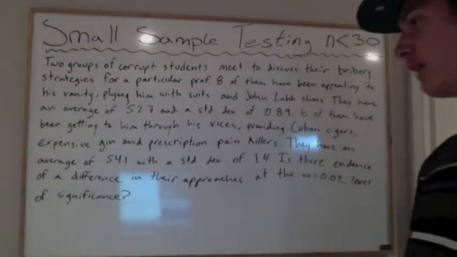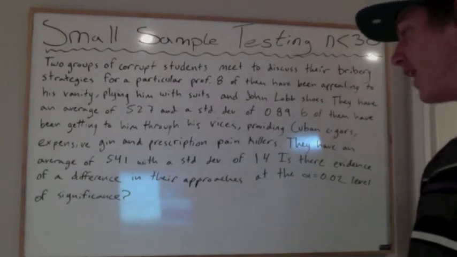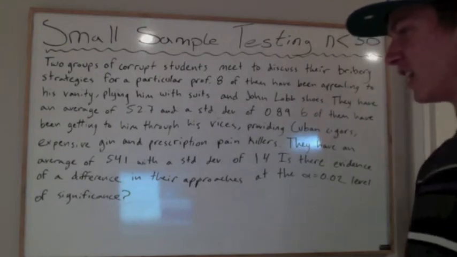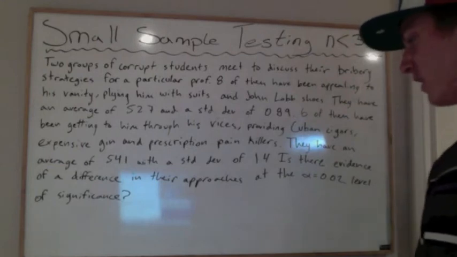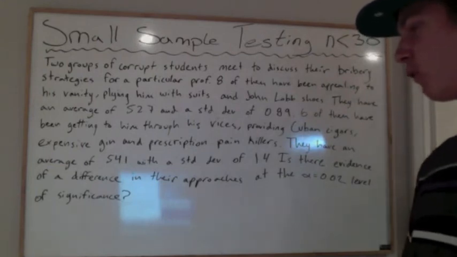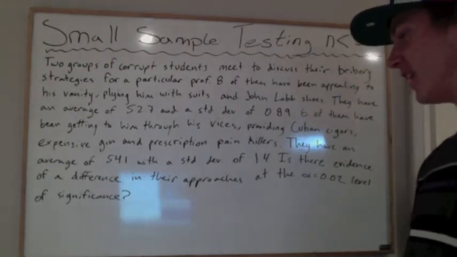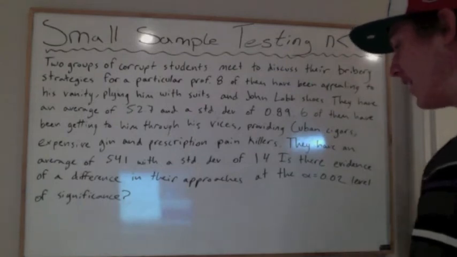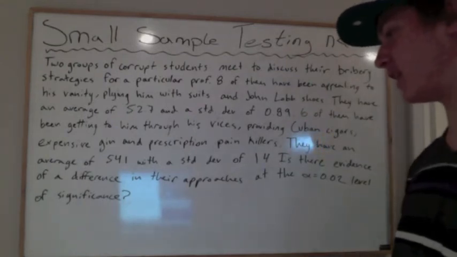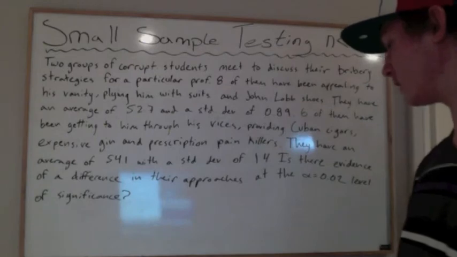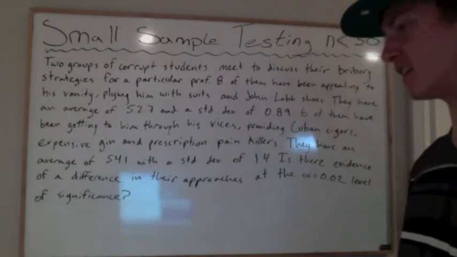6 of them have been getting to him through his vices, providing Cuban cigars, expensive gin, and prescription painkillers. They have an average of 54.1 with a standard deviation of 1.4. Is there evidence of a difference in their approaches at the alpha equals 0.02 level of significance?